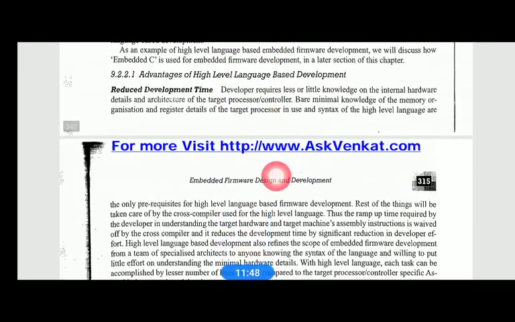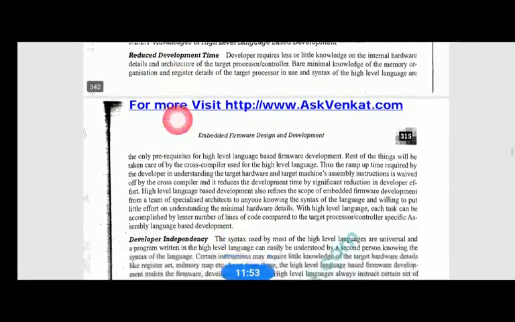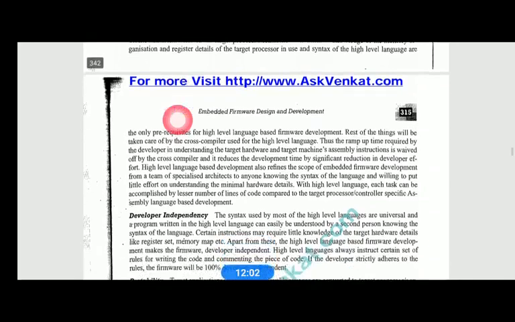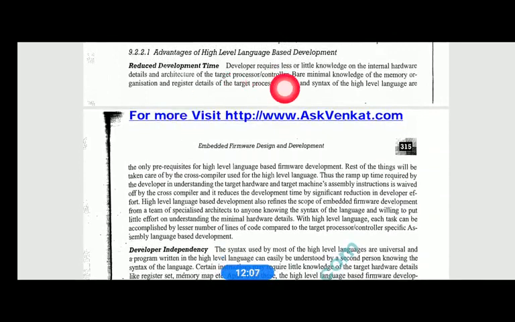See here, several advantages are there in high level languages. You read this: reduce development time. We can reduce the development time here. You discussed in assembly level language how it increases the development time. Here you can reduce it because the high level language is simple English. You can easily write it, it is a simpler language, and it is user friendly for the programmer. There is no complexity.